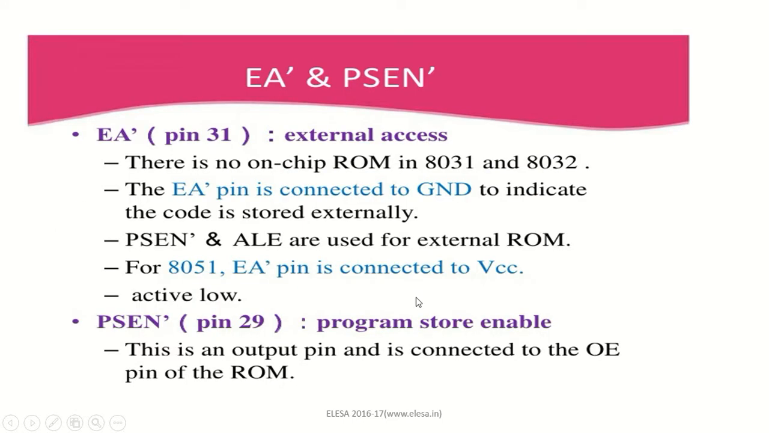Now the next pin is pin number 31. It is the external access. Now some microcontrollers like the 8031 and 8032 do not have any inbuilt ROM. So it becomes necessary for those microcontrollers to connect an external memory, or even for some microcontrollers which have inbuilt ROM, as I told you, sometimes there is a need to connect an external ROM. So this EA pin should be connected to ground to indicate that the code is stored externally. Whereas when we connect it to the VCC pin, it means that the code is stored in the inbuilt ROM and no external ROM is used for the program.